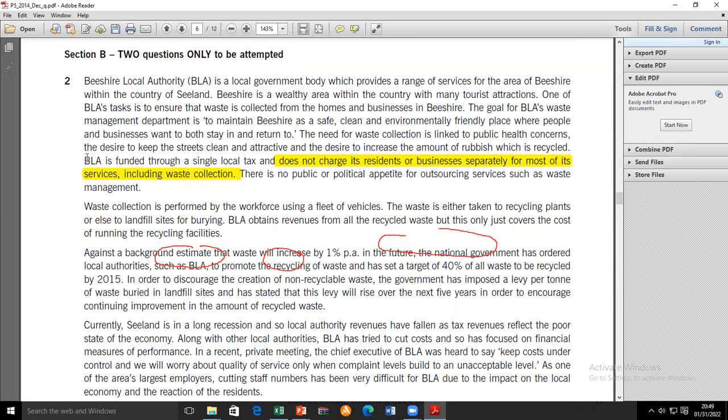The second point, what is the other point that you can mention here? BLA has multiple objectives, which are non-financial. It has several objectives, and for us to cover these objectives, we need to go non-financial. Yeah, several objectives. What are some of these objectives here?